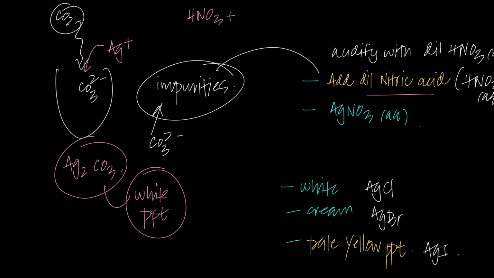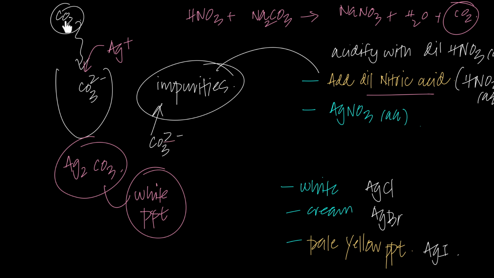And what is that going to give you? For example, if it was sodium carbonate inside the solution, what would it give you? It would give you sodium nitrate, water, plus carbon dioxide. So the carbonates which would be present would evolve in the form of carbon dioxide. So why do we add dilute nitric acid? We add it to remove impurities. What sort of impurities? Well, normally the carbonate ions.